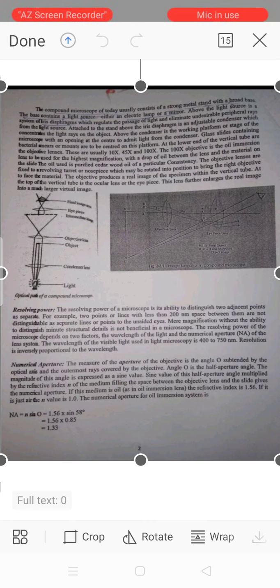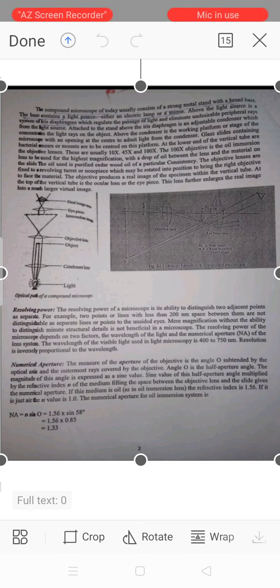And working construction of compound microscope. Resolving power. The resolving power of a microscope is its ability to distinguish two adjacent points as separate. For example, two points or lines with less than 200 nanometer space between them are not distinguishable as separate lines or points to the unaided eyes. Mere magnification without the ability to distinguish minute structural details is not beneficial in a microscope.